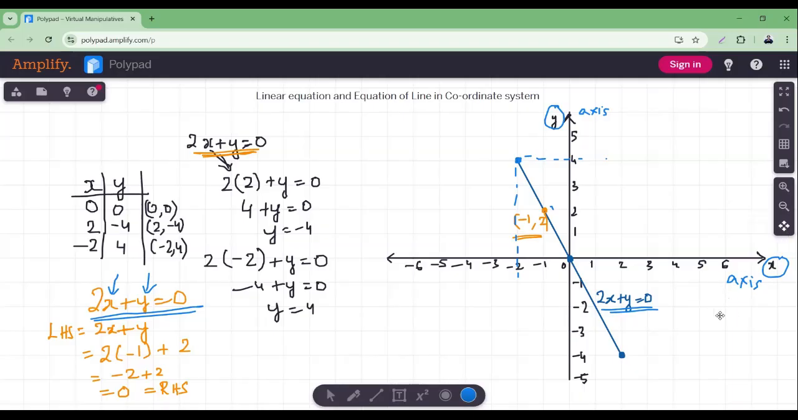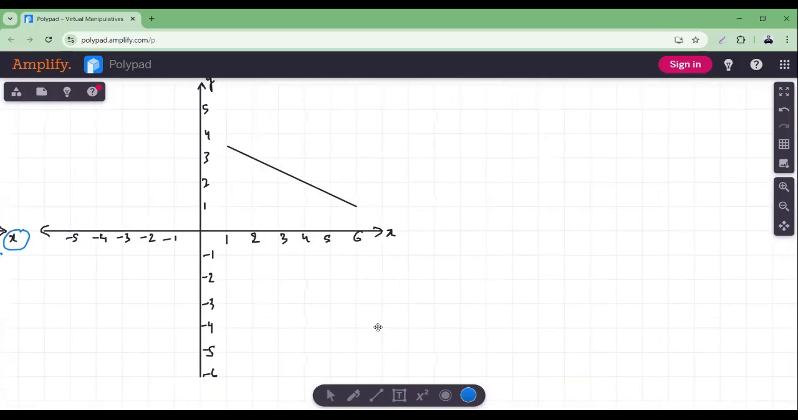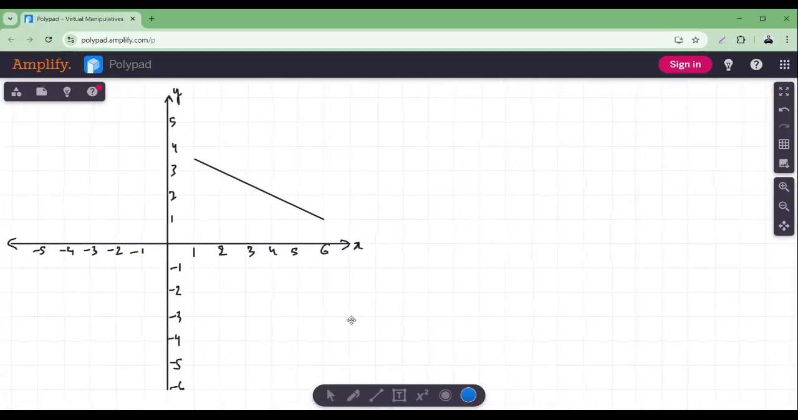Okay, now let's do the vice versa. What is the vice versa? We have a straight line here. I've already drawn it. Now I have to find the equation of it. How do I do it? There is a standard equation that is called y is equal to mx plus c.